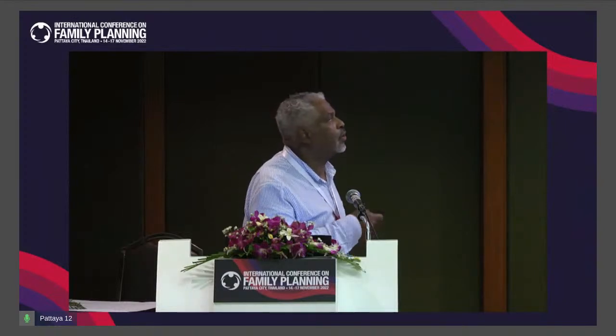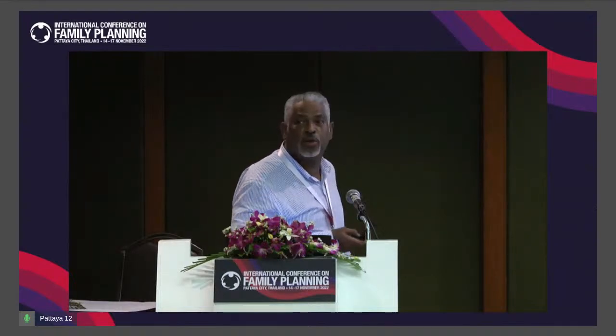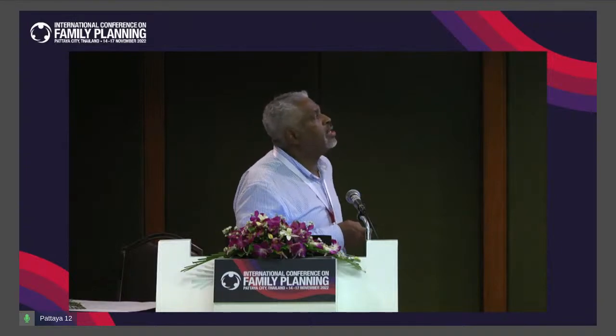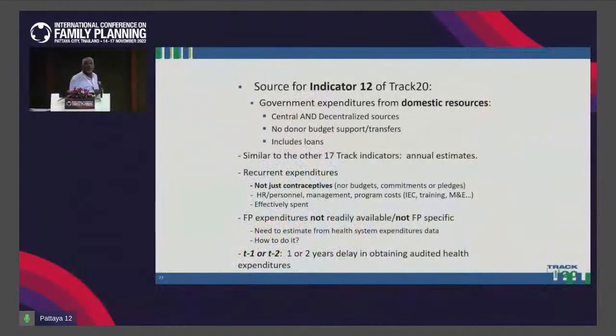Julius mentioned that it's both at the central and decentralized levels, so it's not just the central government that we're looking at. We're not looking at donor budget or support or transfers, and it includes loans when we can catch them. It's also similar to the other 17 Track 20 indicators that our monitoring and evaluation officers, some of them in the room, are following. Okay? And what does it mean?